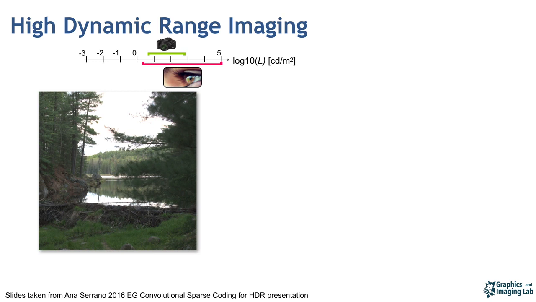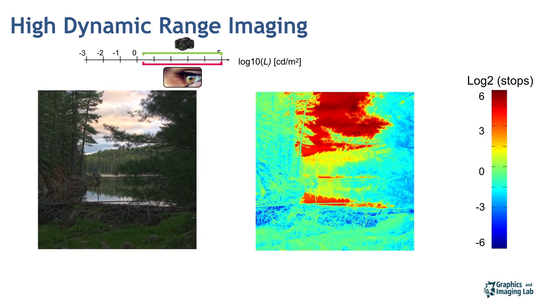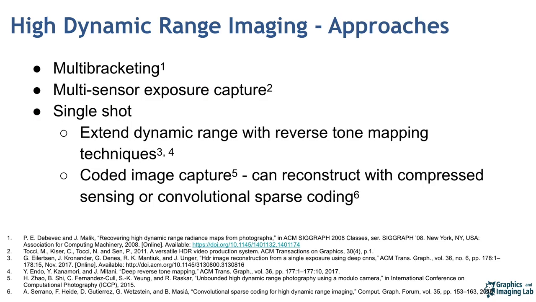For example, in this image, the exposure was set to properly capture the foreground. Then, as a result of the limited dynamic range of the sensor, the sky is completely saturated. In the image on the right, if we set the exposure to capture the sky, the foreground becomes too dark. We want to be able to capture all of the dynamic range of a scene in a single shot. Here on the left, you can see a tone-mapped HDR image. On the right, you can see the dynamic range as stops color-coded.